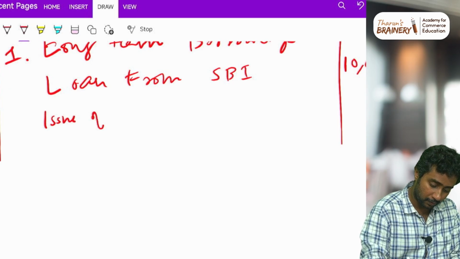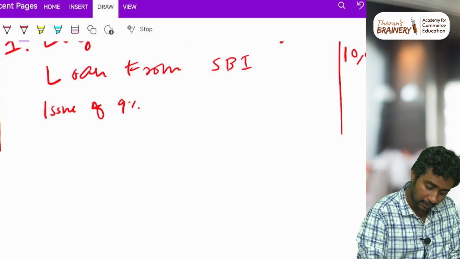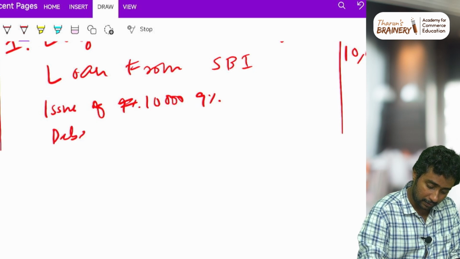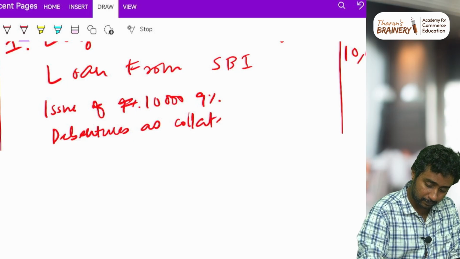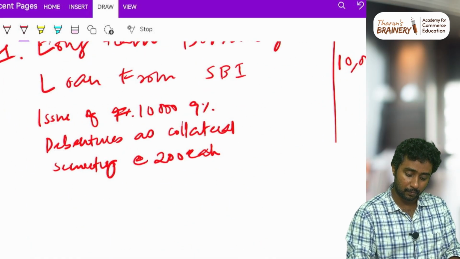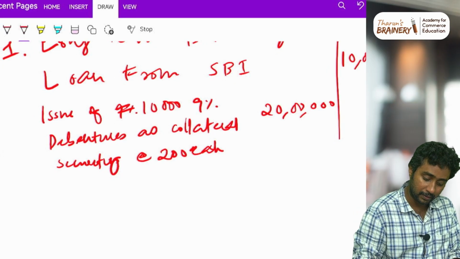Issue of 10,000 9% debentures as collateral security at the rate of rupees 200 each. Okay, at the rate of rupees 200 each. We will be writing this 20 lakhs in the inner column.